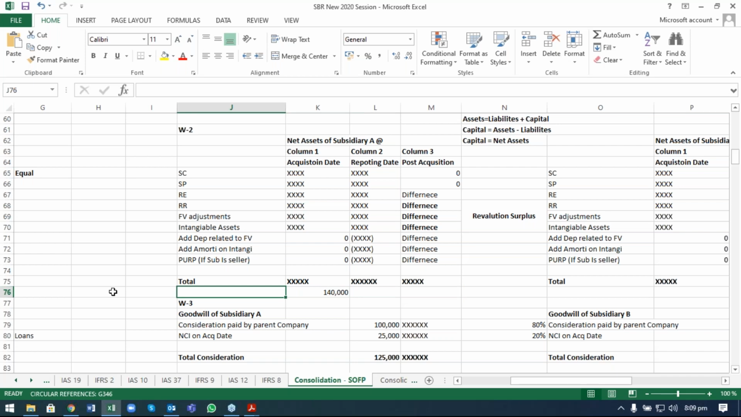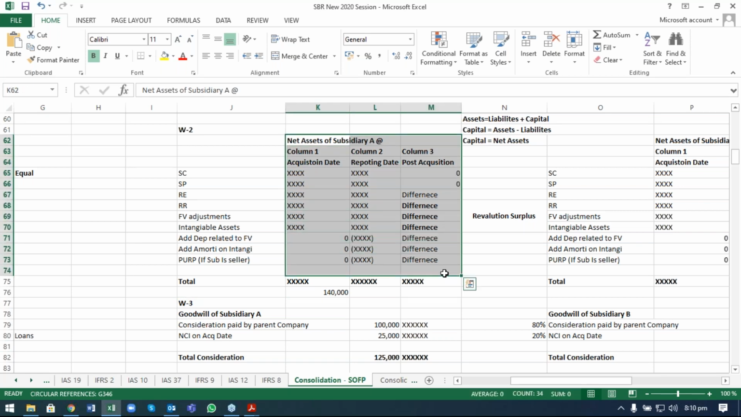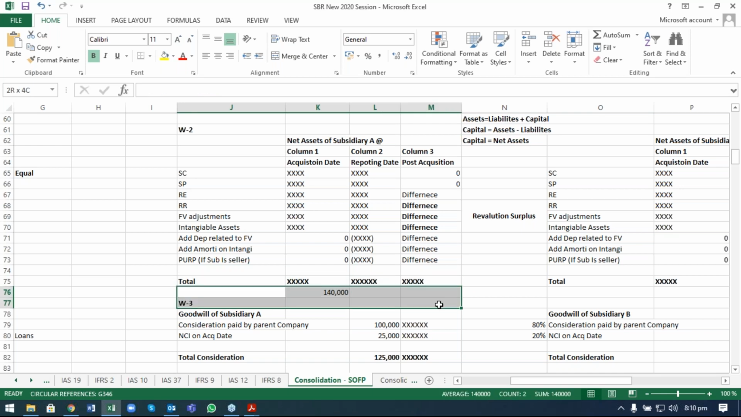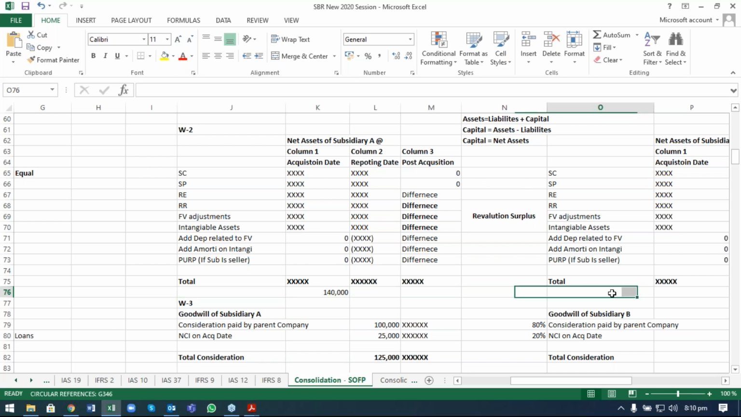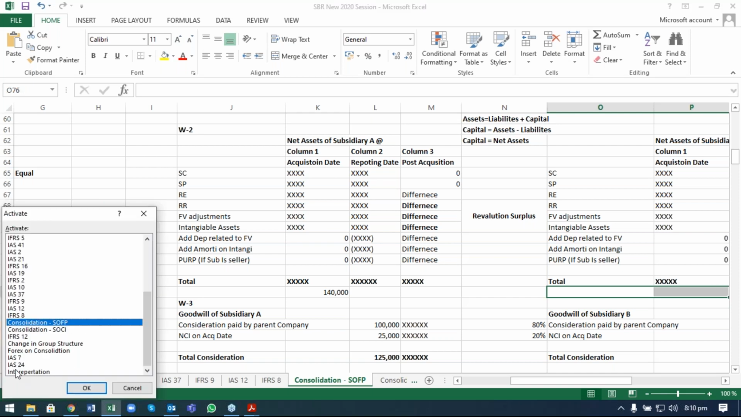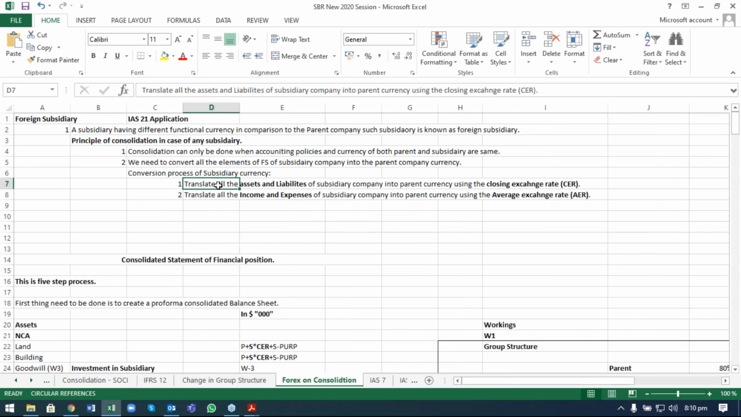Now, if you have a foreign subsidiary, what are you going to do with it? I'm just showing you the working. For a foreign subsidiary, you need to perform some additional workings just underneath this working. For example, for net assets, you need to perform a few additional workings underneath subsidiary A. If it's subsidiary B, then you need to perform some additional workings underneath that section. So I'll be moving to the forex on consolidation section.